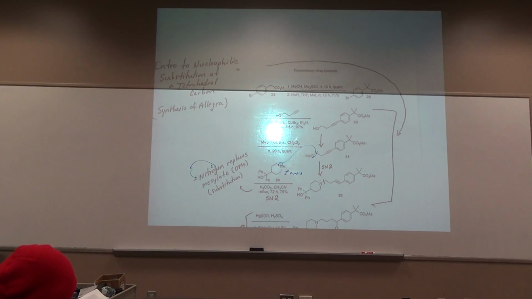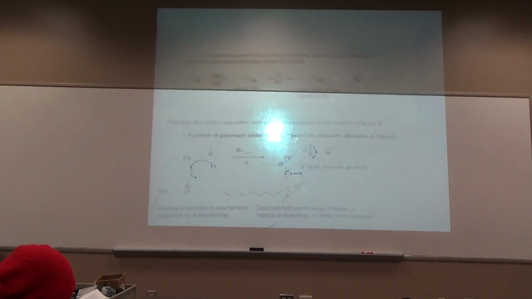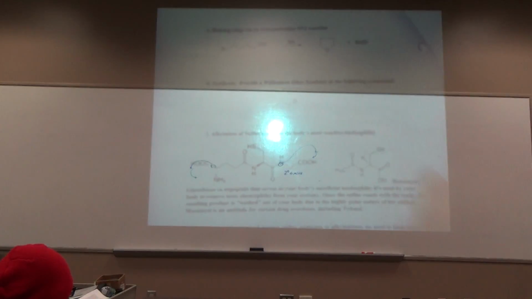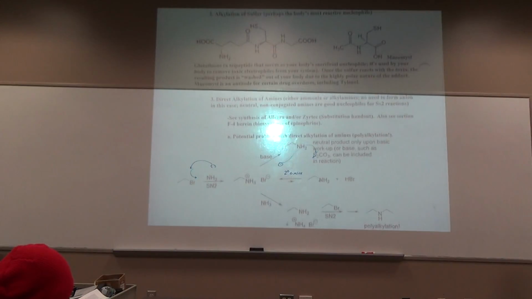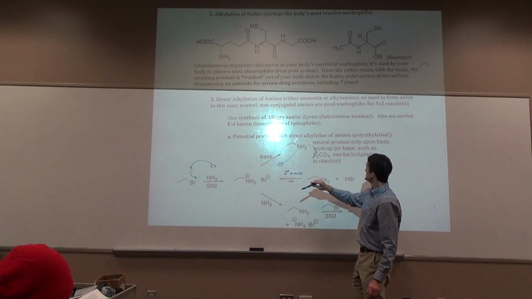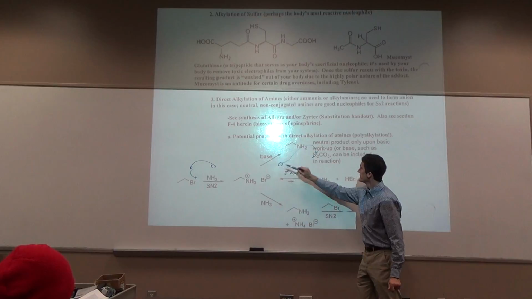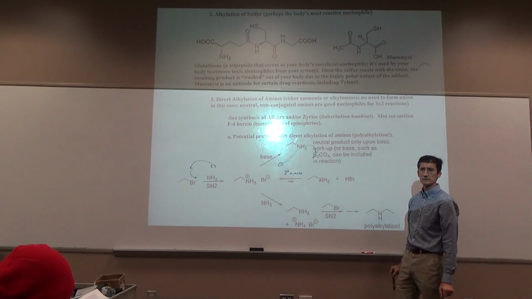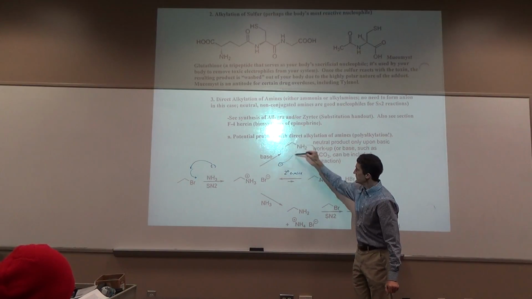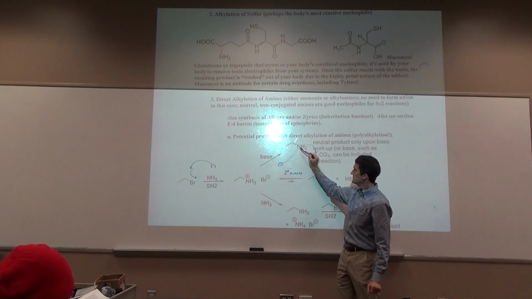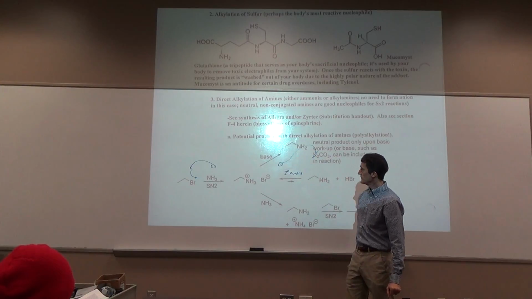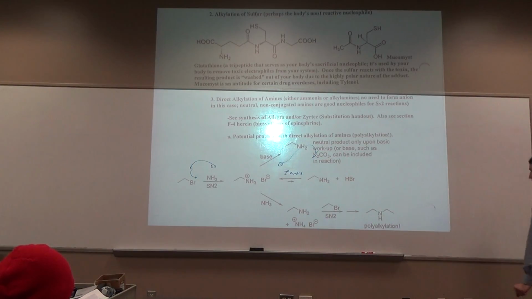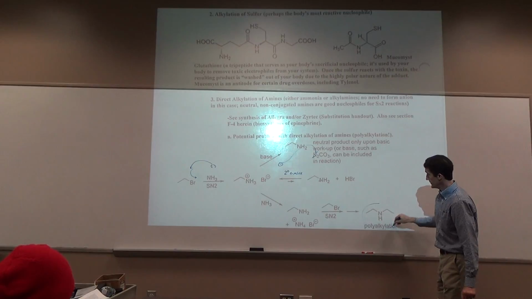So they included base. It can be included in their reaction. They just included the base in their reaction. And so at the end, they had the neutral product, the nitrogen with the extra alkyl group on it. Okay. You can certainly do this directly. There are drug syntheses that show it directly. Polyalkylation, though, is often a problem.